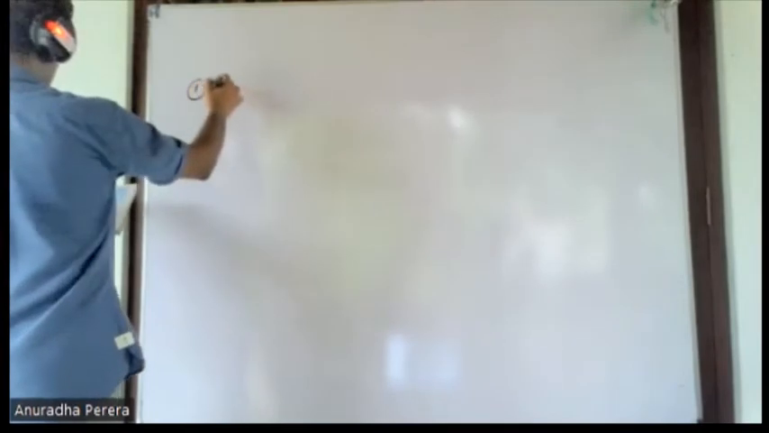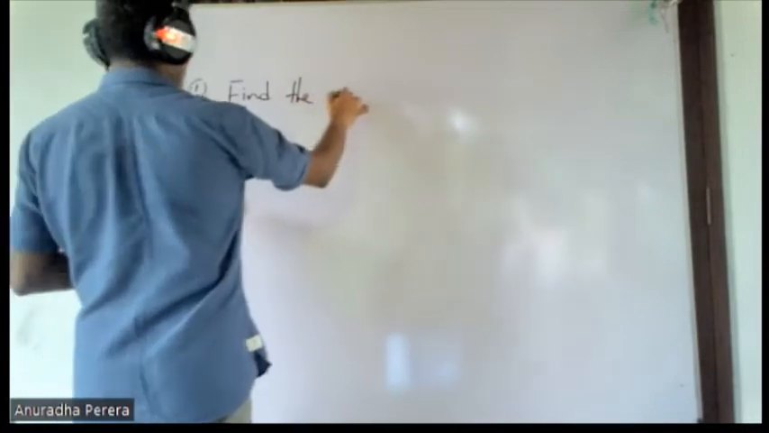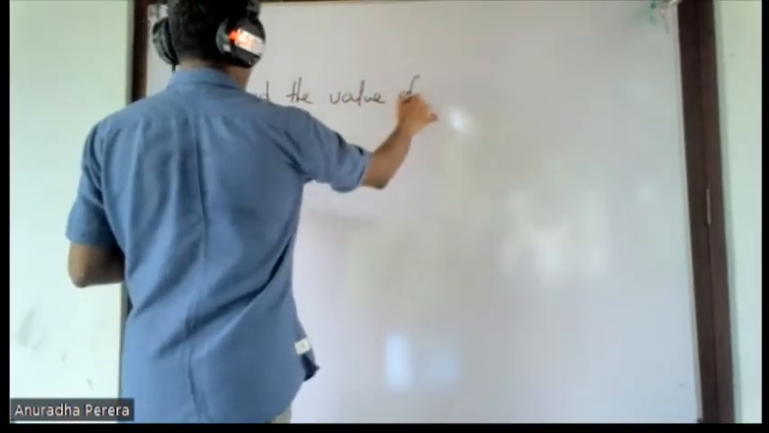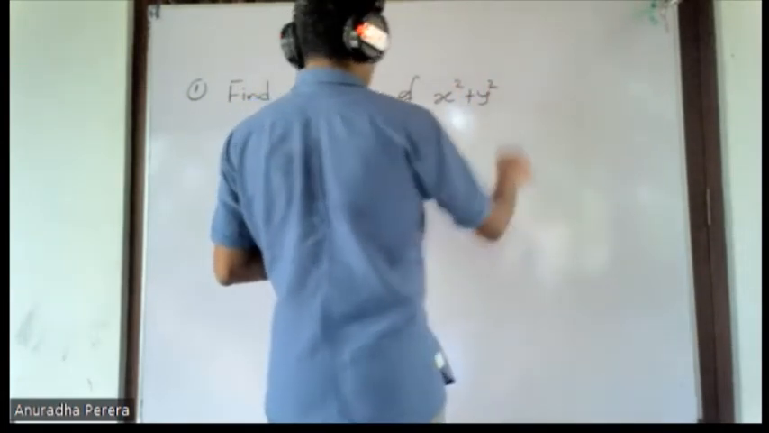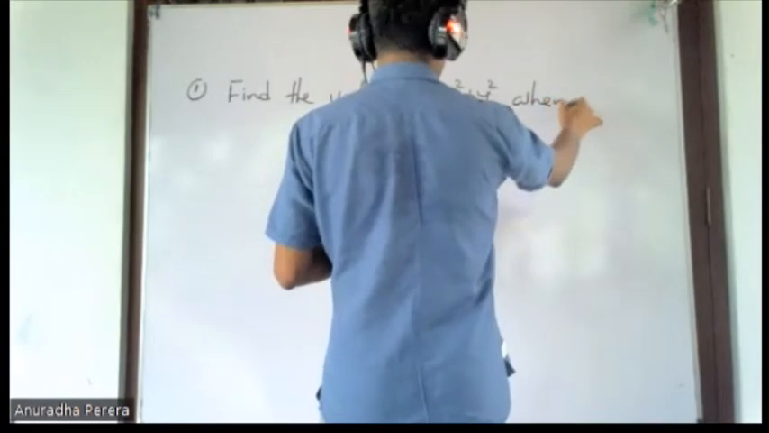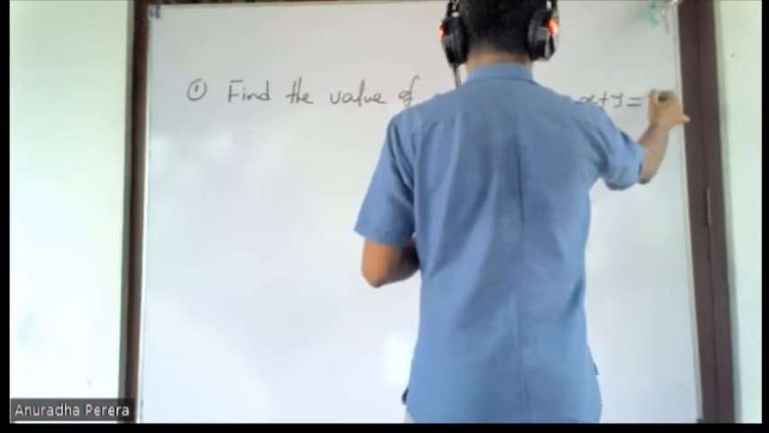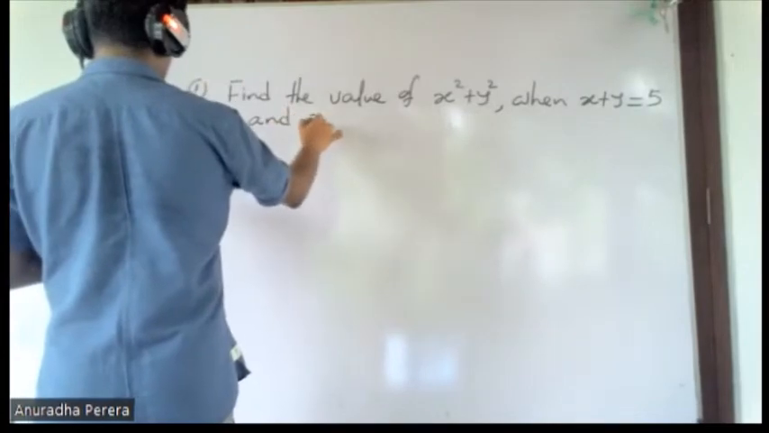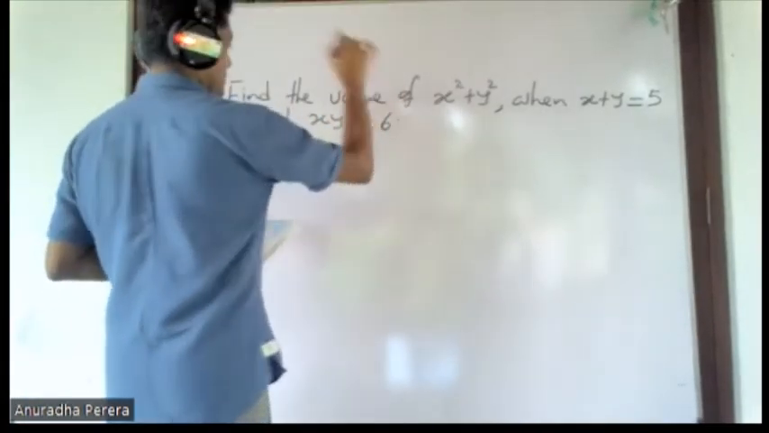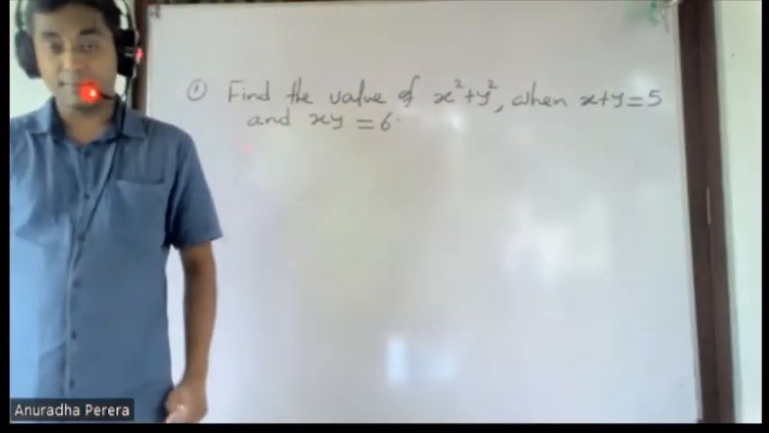Write down this question. Find the value of x squared plus y squared when x plus y equals 5 and xy equals 6, right? I will give you three minutes. Do it. Try it, children, and tell me when you are done.